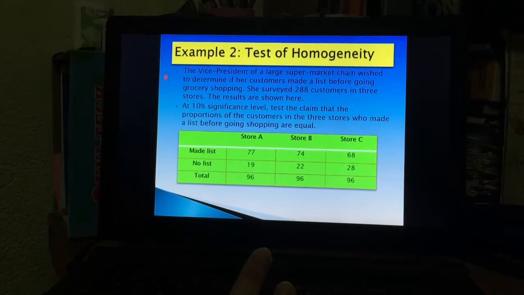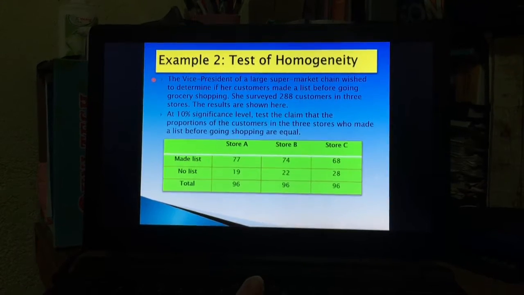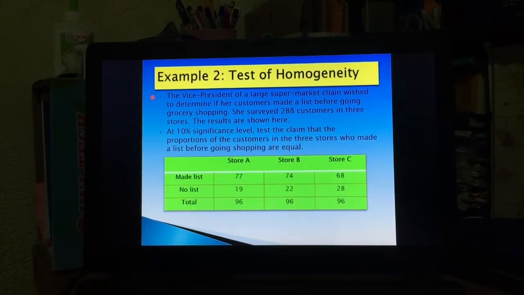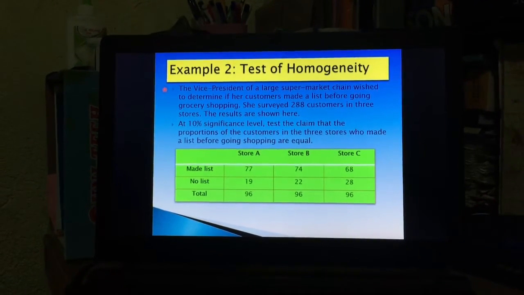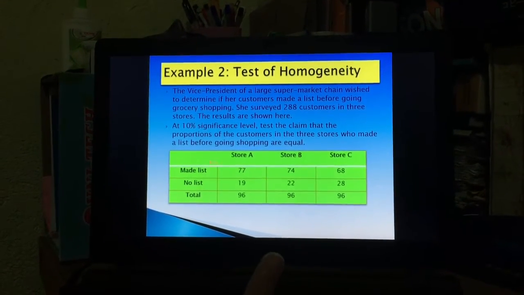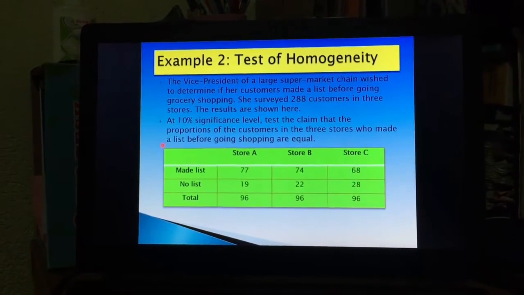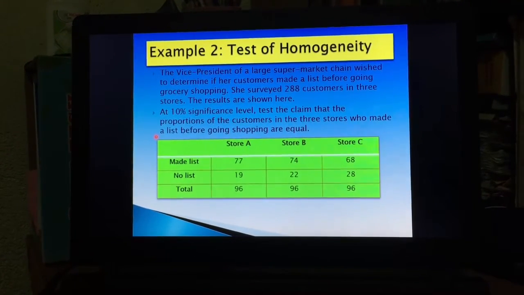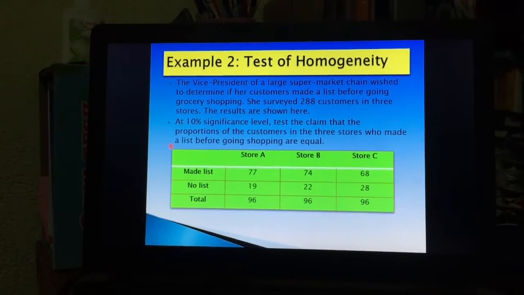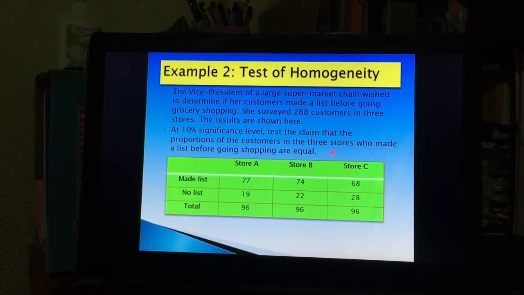Let's have an example for the test of homogeneity. The vice president of a large supermarket chain wished to determine if her customers made a list before going grocery shopping. She surveyed 288 customers in 3 stores. The results are shown here. At 10% significance level, test the claim that the proportions of the customers in the 3 stores who made a list before going shopping are equal. We are going to use the test of homogeneity since we are going to test the proportions of the customers in the 3 stores.